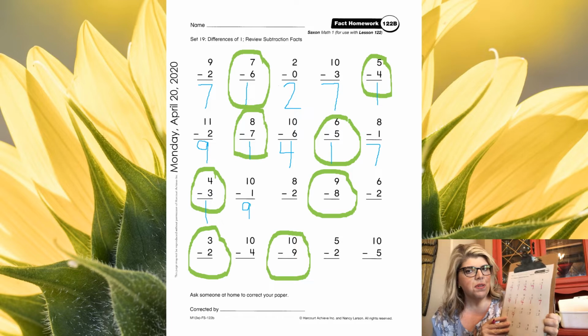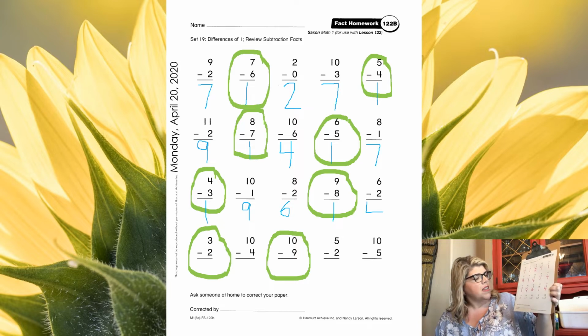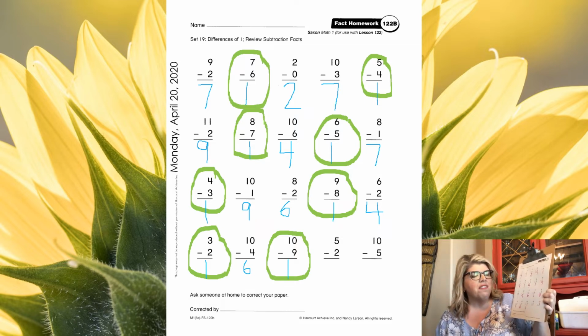8 minus 2 is 6. 9 minus 8 is difference of 1. 6 minus 2 equals 4. 3 minus 2, difference of 1. 10 minus 4 is 6. 10 minus 9 is difference of 1. 5 minus 2 equals 3. And 10 minus 5 is 5.